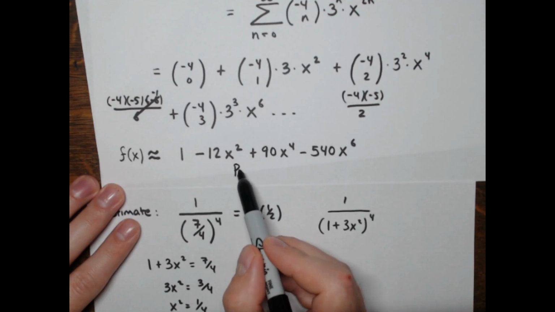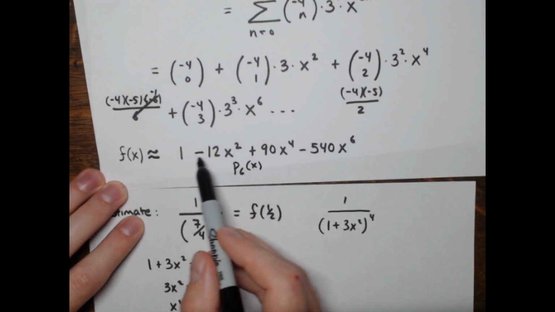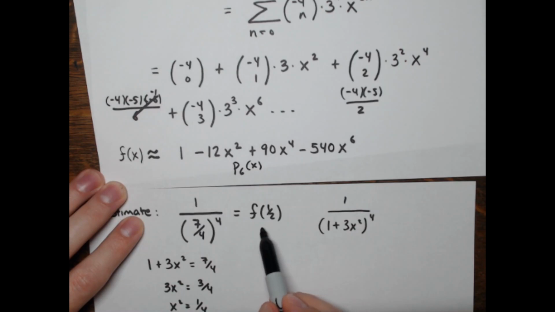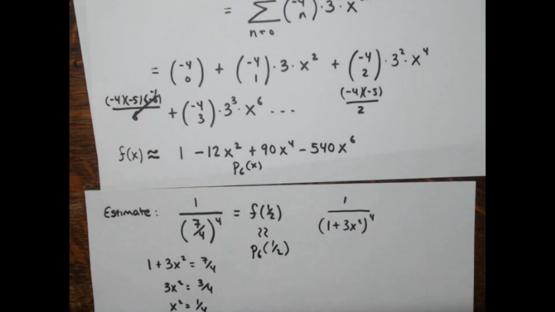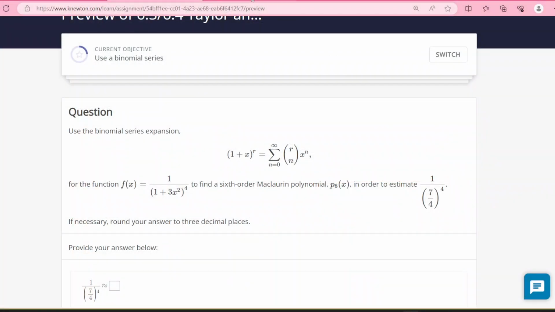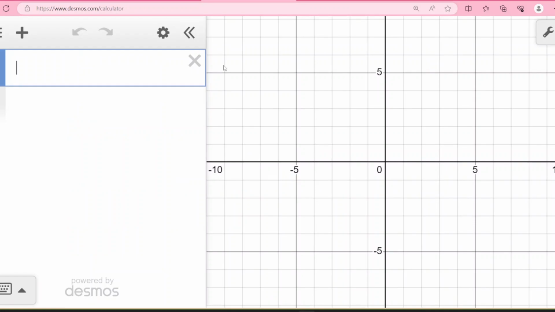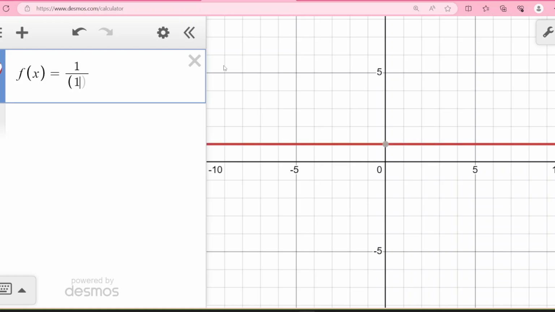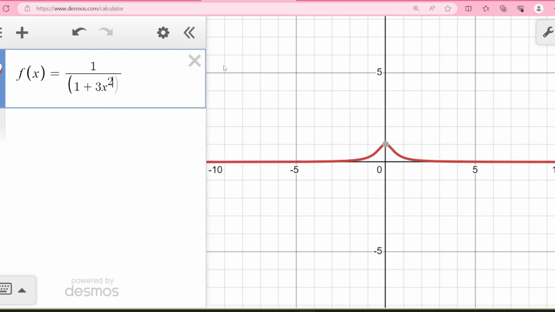When I plug a half into my function, we're getting this value here. So if I call this P6 of x, the 6th-degree Maclaurin polynomial, it should be approximately the value of P6 at a half, right? So I'm going to plug in a half to this, and then they're asking us to round to 3 decimal places. So I'm going to go to the Desmos calculator again. I haven't done it in this video yet, but you've seen me do it plenty in other videos. So say I have f of x equals, I'll put in our function 1 over 1 plus 3x squared to the 4th.